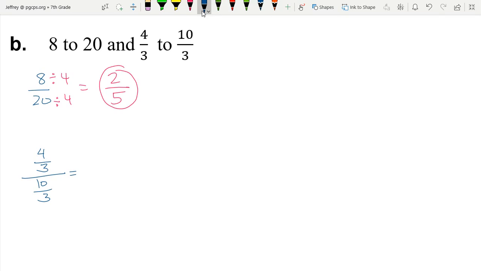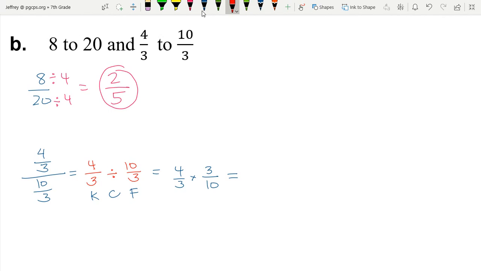Now, again, remember when you have this type of problem, you can rewrite this using the division symbol. So 4/3 divided by 10 over 3. And then remember, when we divide fractions, we multiply by its reciprocal, or keep, change, flip. So that's going to give us 4/3 times 3 over 10. Now we can multiply straight across.